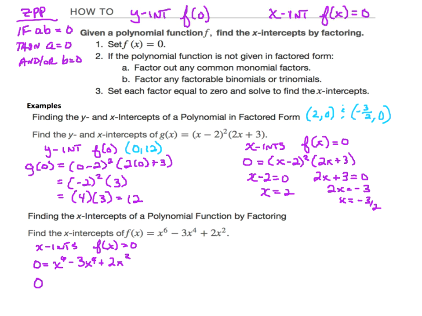So I have a GCF that I can take out. Whenever you have a GCF, always factor that out first and then look to see if you can use any other methods to factor. So when I factor out an x squared, I'm left with x to the 4th minus 3x squared plus 2. Okay, so I can use the AC method to factor this. I will also need to use substitution because I don't have a quadratic, but I'm in quadratic form.